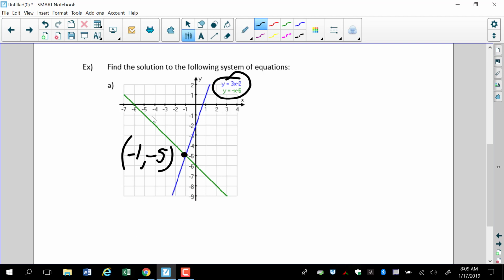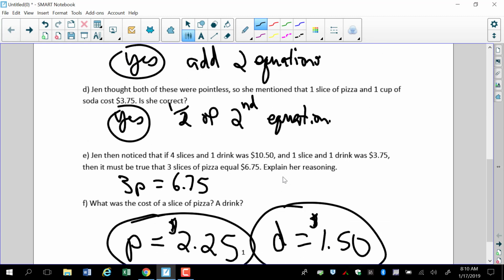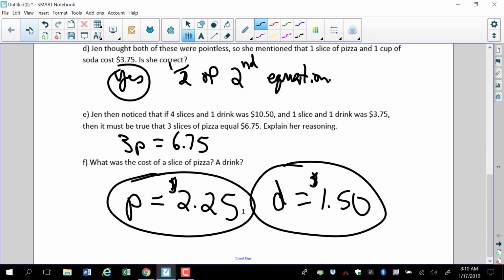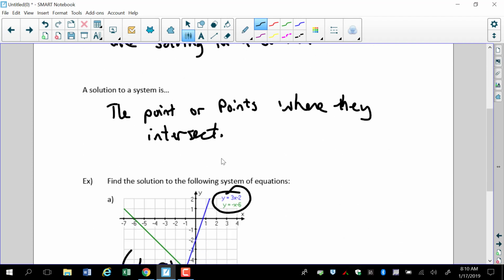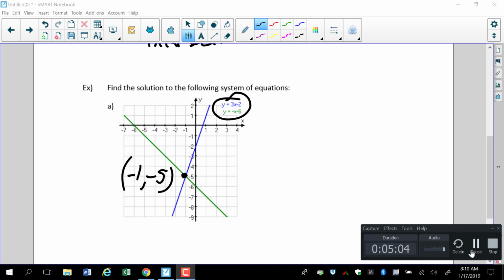So we can look at these things graphically within this unit. We can also look at them like we did here, where we, in a sense, manipulate them, and we can also solve them. So for right now, we're just looking at manipulation as well as taking a look at the graph. So hopefully this makes sense, and good luck.